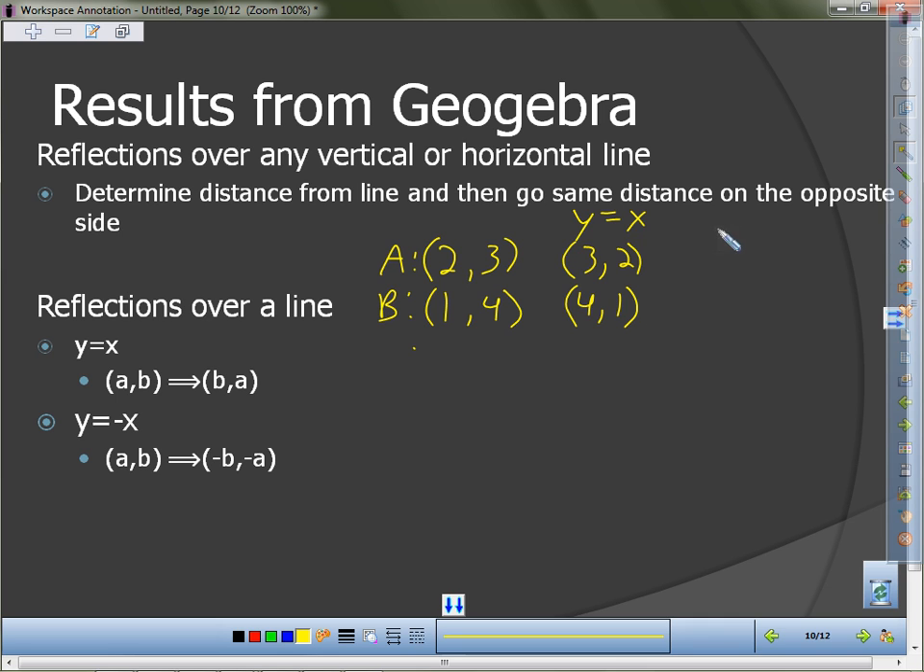If I want to reflect over the line y is equal to negative x, well, they're going to switch and negate. So 2, 3 becomes -3, -2, and 1, 4 becomes -4, -1. Now this is a really nice result because this allows me to very quickly and easily get to an answer. Allows me to quickly and easily get to what my new coordinates will be.